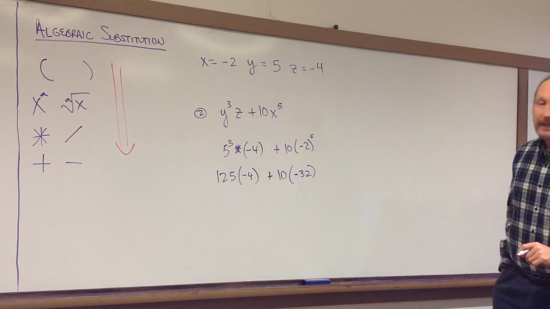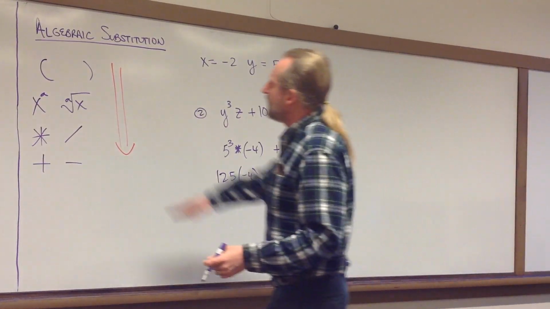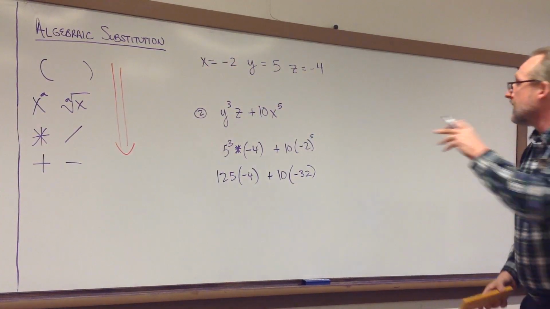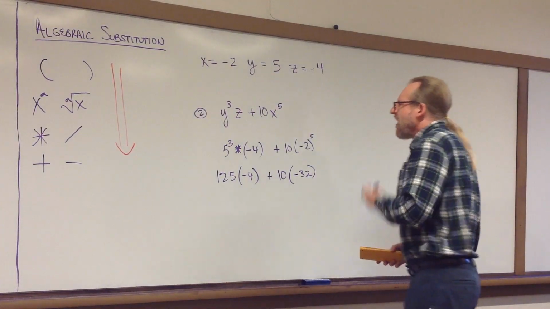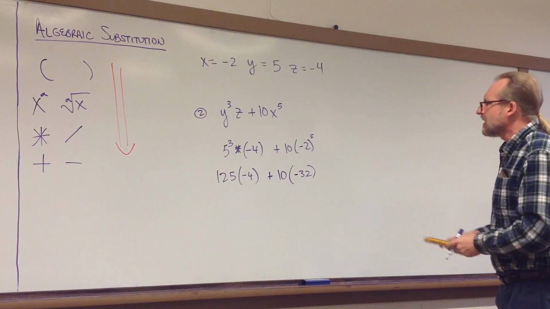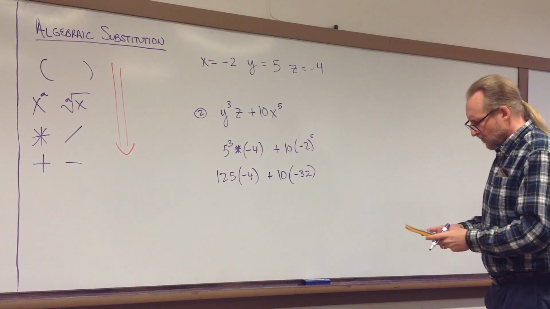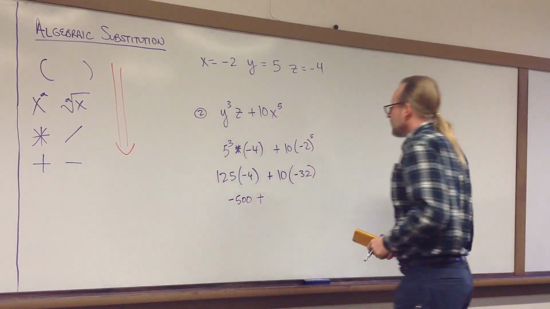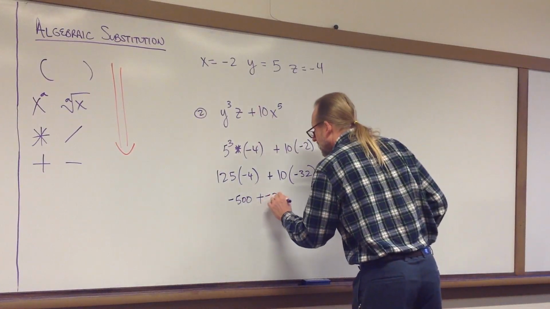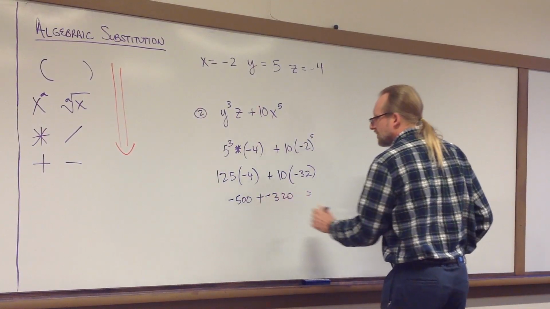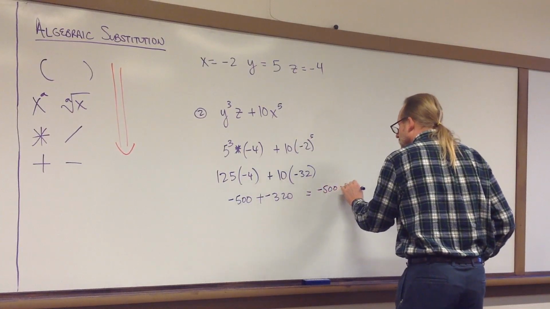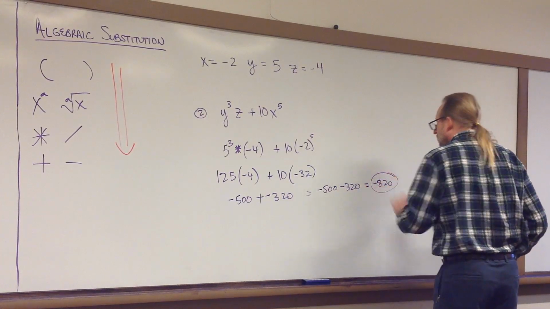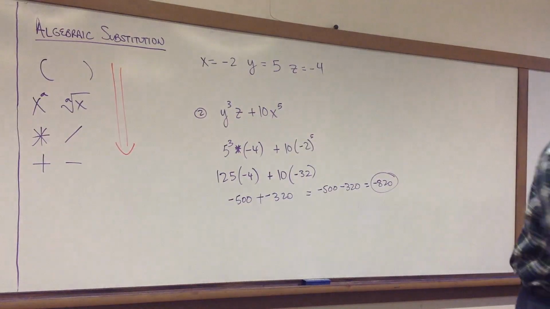-32. Now we want to multiply, because we've done all the exponents and roots. Now we want to do the multiplication and or division. In this case, we've just got 2 multiplications here. 125 times -4 is -500. And then over here, -32 times 10 is -320. The plus and minus is just minus. -500 minus 320 is -820. Okay, so there's number 2.